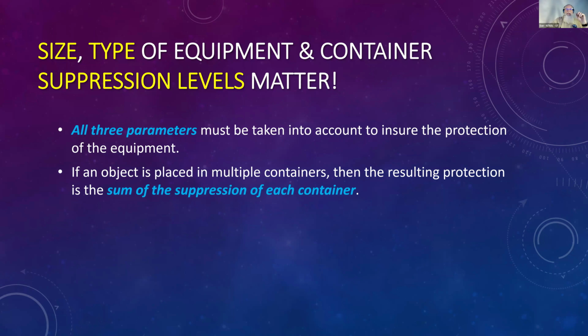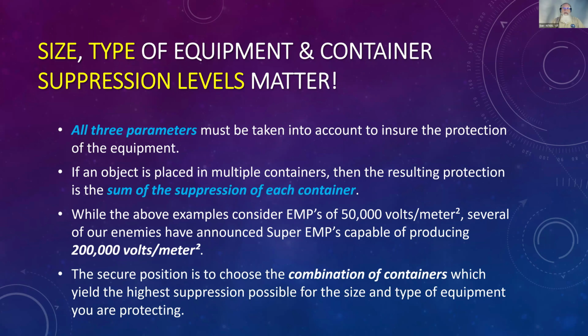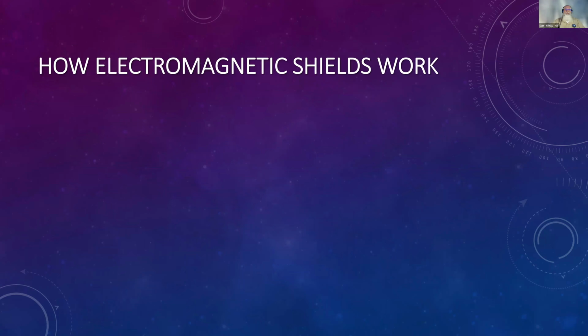Also, if an object is placed in multiple containers, then the resulting protection is the sum of the suppression of each container. So you can use that to your advantage. Again, I'm just warning here that super EMPs are now capable of producing 200,000 volts, which we still need to take into account. All of the other math works. You just need to plug in 200,000 instead of 50,000, right? So we're going to have to use a combination of containers if we're going to protect against a 200 kV issue.